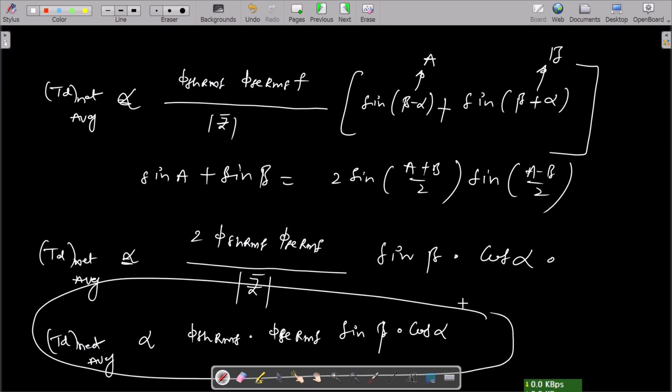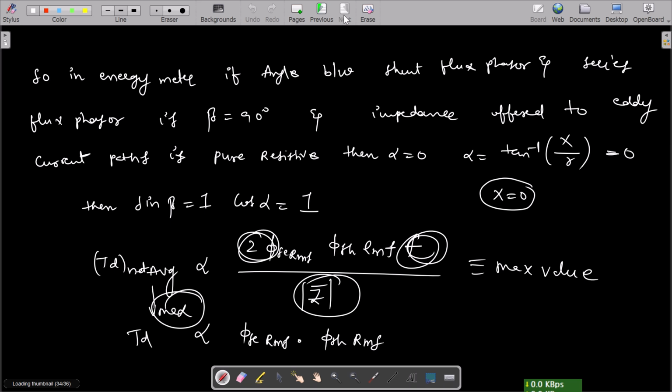That is, in an induction energy meter, the deflecting torque developed in the disc will be proportional to the product of the RMS values of the shunt flux and series flux, and sine of the angle between that shunt flux phasor and series flux phasor, and cosine of the impedance angle of those eddy currents. This is the final statement of the torque equation of the energy meter. Okay.